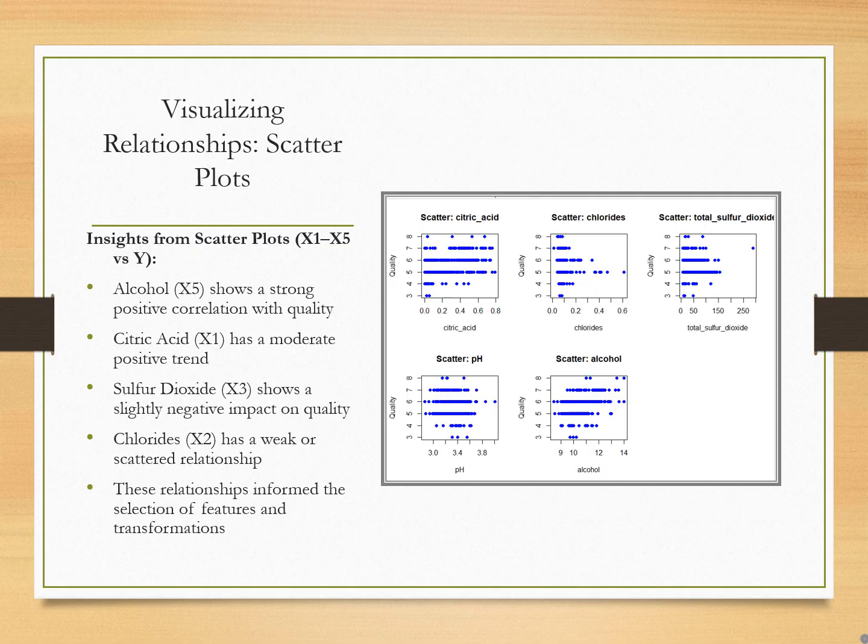Next is the visualization. To explore how the input features relate to wine quality, I generated scatter plots for each variables as shown in the image. Here we can see that the alcohol showed the strongest positive relationship with quality, while sulfur dioxide had a negative trend. This analysis helped confirm which features were most predictive and support the variable selection in the next step.